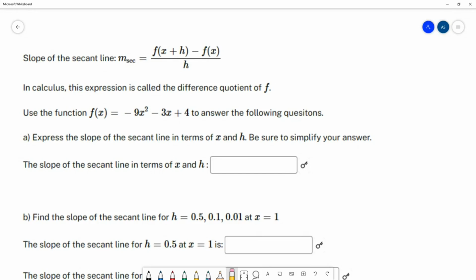And we want to calculate the slope of the secant line using the function f of x equals negative 9x squared minus 3x plus 4. So we're going to express that slope of the secant line in terms of x and h. And we'll write our answer here. We do have a few other parts that we'll want to work through, but let's go ahead and work out the slope of the secant line first.